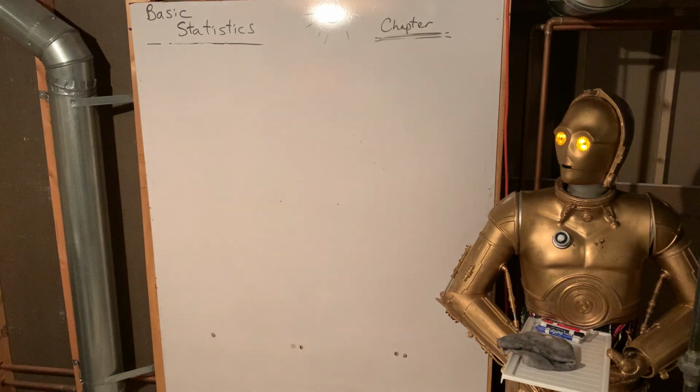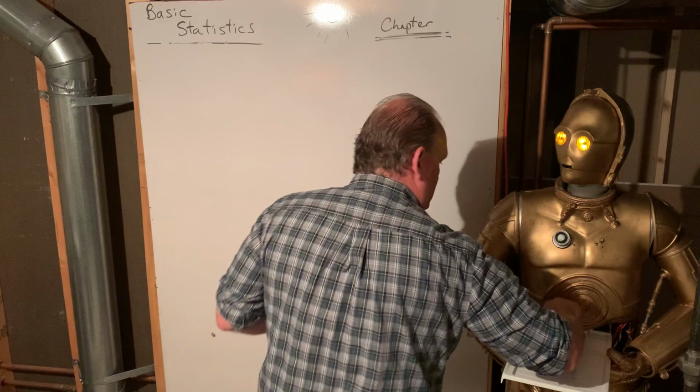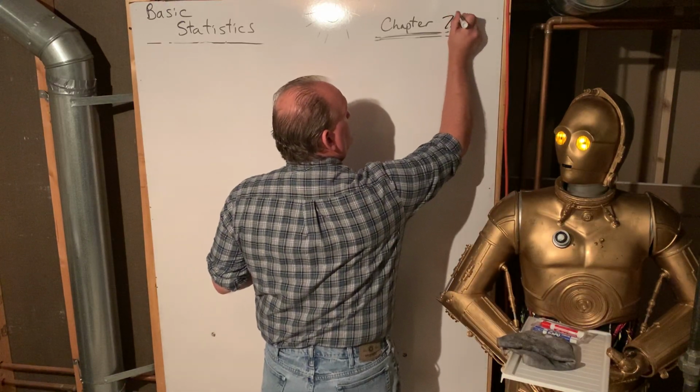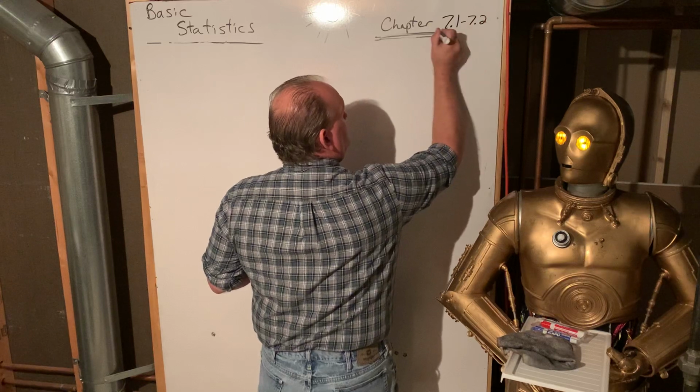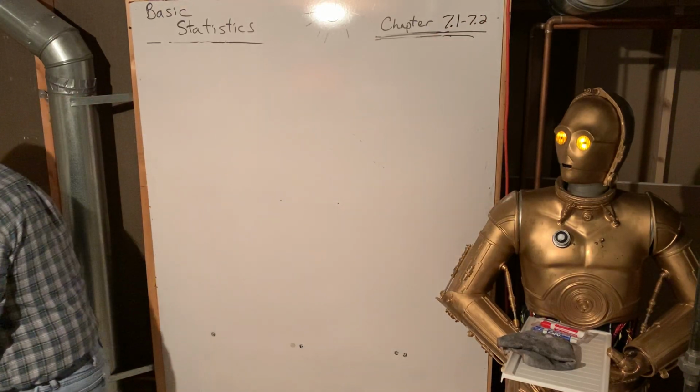Okay, we're back. This is basic statistics. We're looking at chapter 7. We're going to cover 7.1 and 7.2 in this video. So let's take a look.